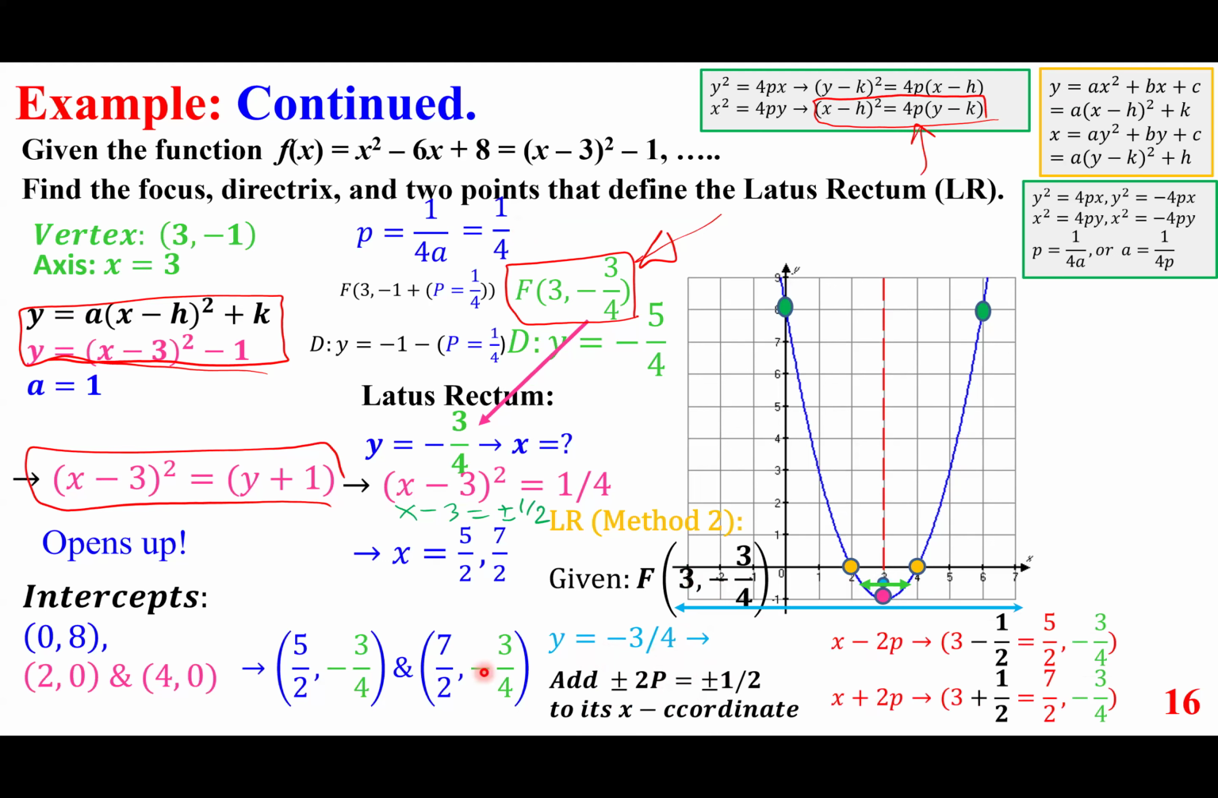So one method, put the y coordinate of your focus in here and find the x coordinates. The second method, from the focus, go to the right and left by 2 times p. Which one is easier? You decide. As long as you can do one of them, you're in good shape. So those are the 2 pairs, with coordinates (5/2, -3/4) and (7/2, -3/4).